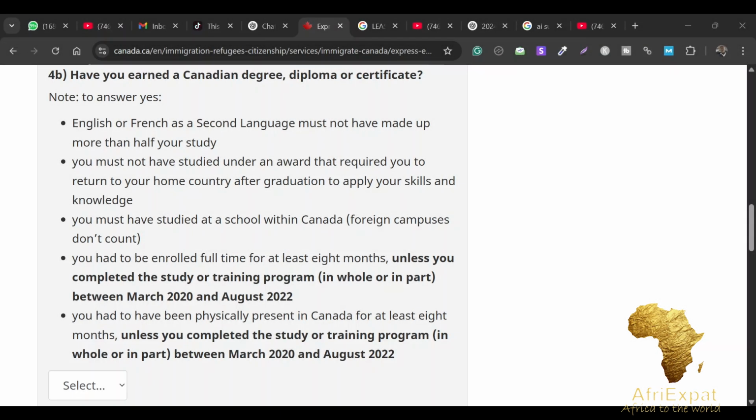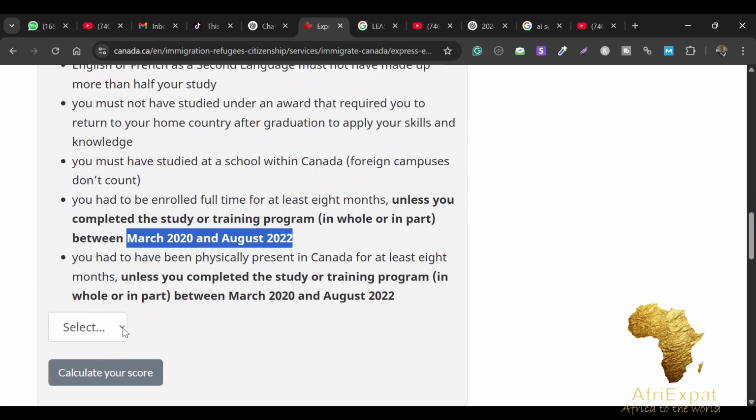Okay? If where you had your schooling is outside of Canada, or in a school that is affiliated to a Canadian university or college but that school is not in Canada, you cannot answer yes to this question. Okay? You have to be enrolled in a full-time program for at least 8 months, unless, of course, you complete this program in whole or in parts between March 2020 and August 2022. In other words, if your program of study is less than 8 months, you did this program after this time frame, then it will not be eligible. So you cannot answer yes to this question.